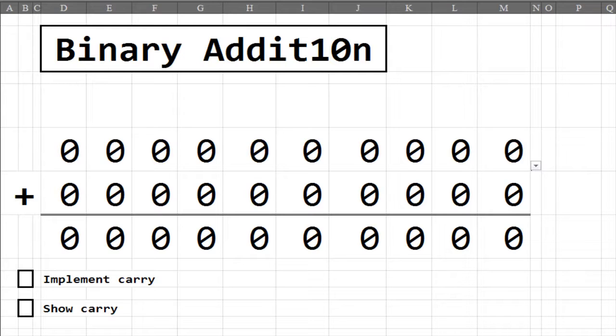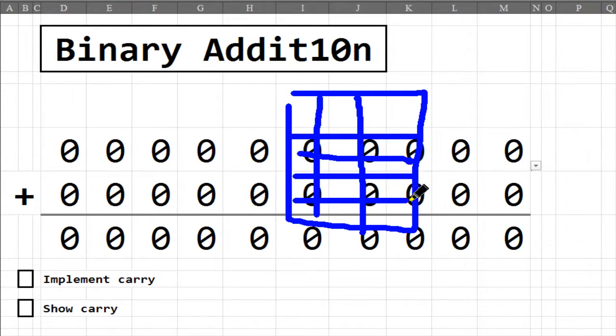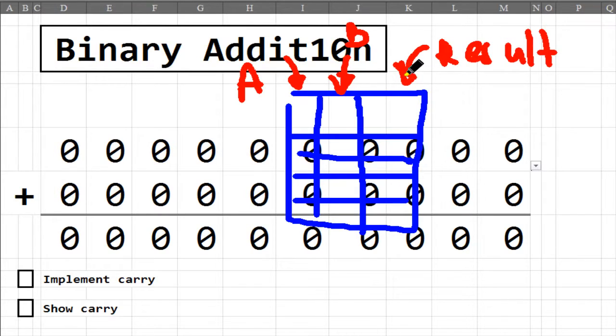With the truth table, we have 3 columns, many rows. The first column is your A input. The second column is your B input. And the third column is the result of carrying out a specific operation between input A and input B.